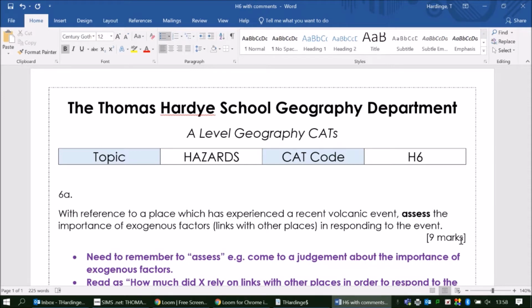They're both 9-mark questions, and before we start, it's probably worth saying a little bit about how these 9-mark questions work, because they're only actually questions that you'll come across in the hazards topic. You won't come across these questions in the water and carbon cycle or the coast topic, just in the hazards topic, and also in the population and environment topic that you do for human geography.